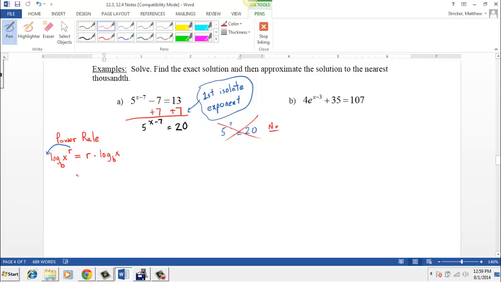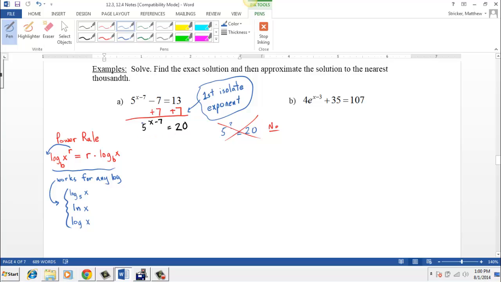And this works for any log. Let's make a little note of that. This works for any log, whether that's log base 5 of x, or natural log of x, or the common logarithm. Remember, if we don't write the base, that's log base 10. It works for any log, which is nice, because that means we could use it in this case.